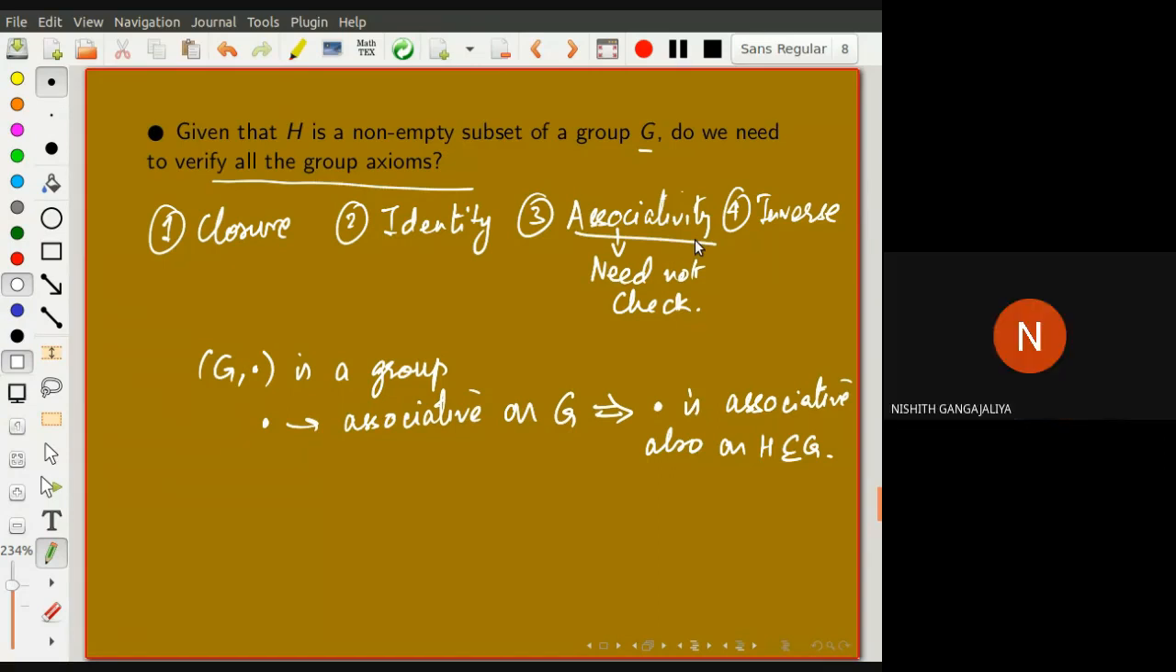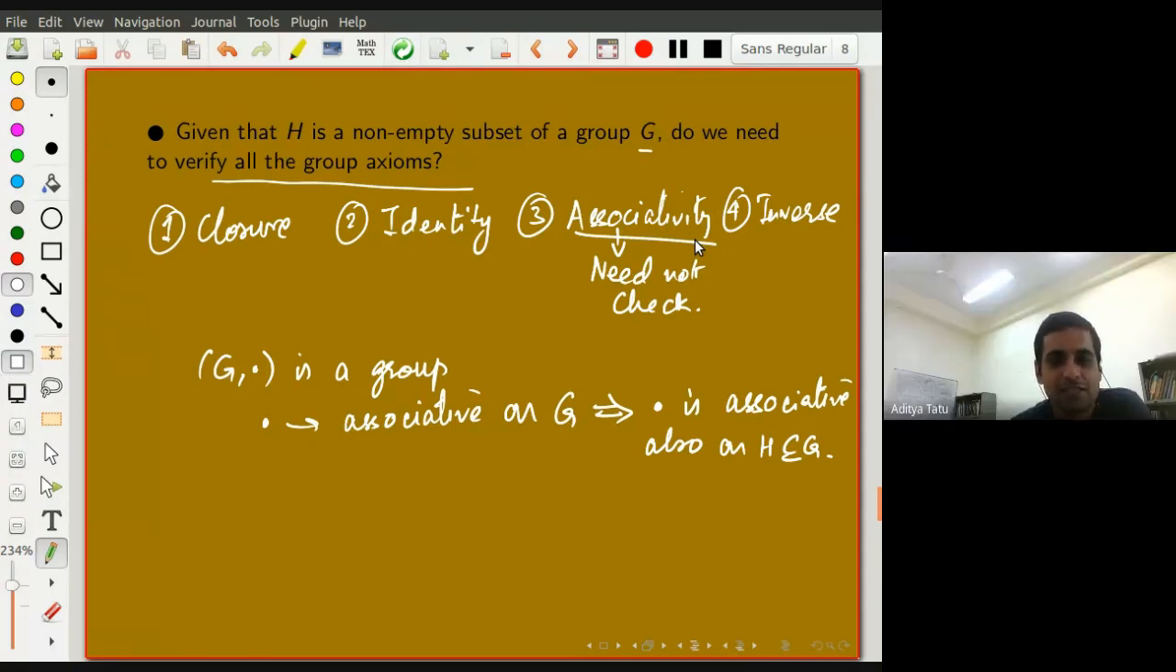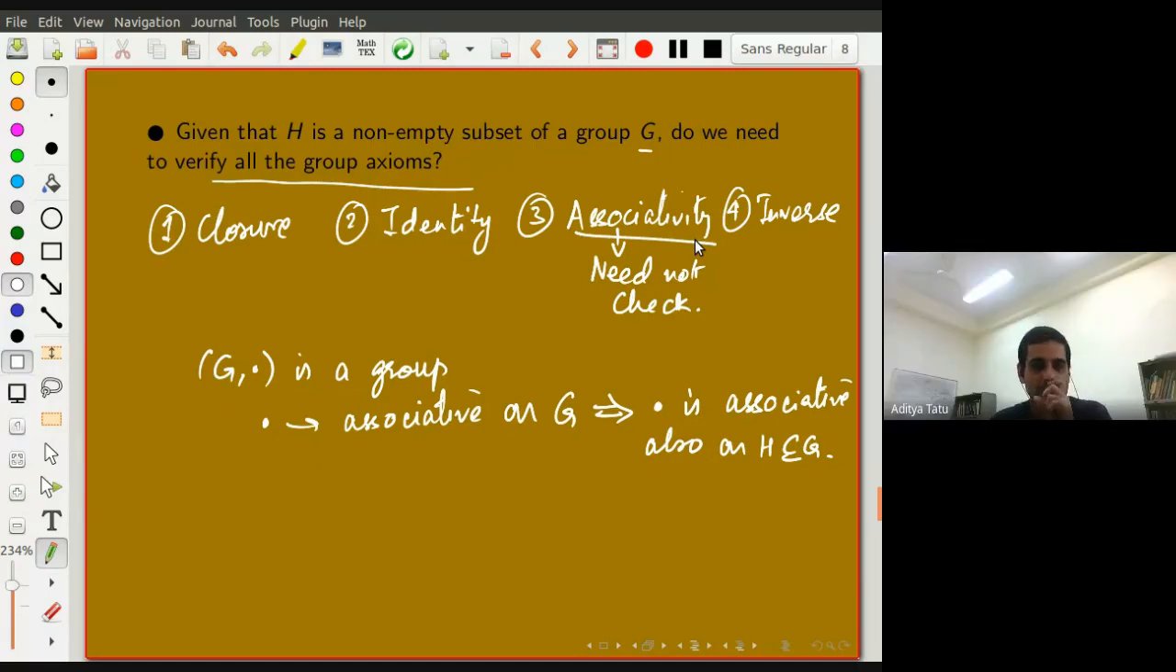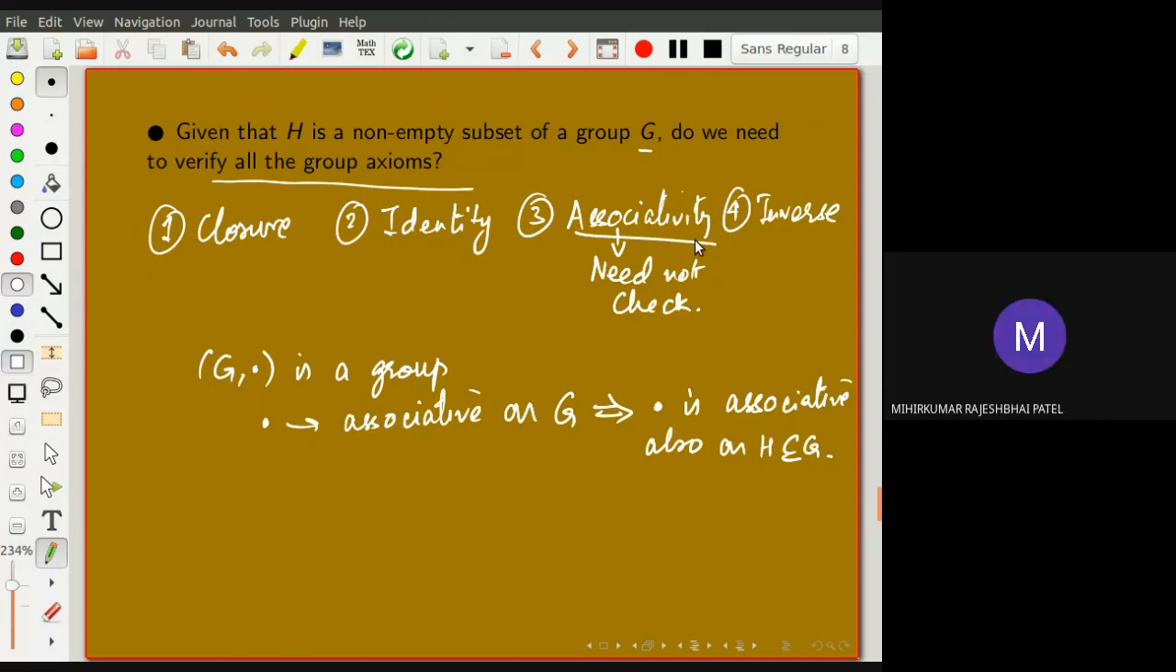What else? Sir, we should check all these three, I guess. Identity shouldn't be checked. If it is a given group having the same binary operation, then definitely the identity element should be part of it. So you're not understanding the question. The question is, a group is given, right? And now I'm giving you any arbitrary non-empty subset of it. Okay, I got it. It is not certain that identity will be in this subset H. So you think we need to check all the remaining three? Yes, sir.